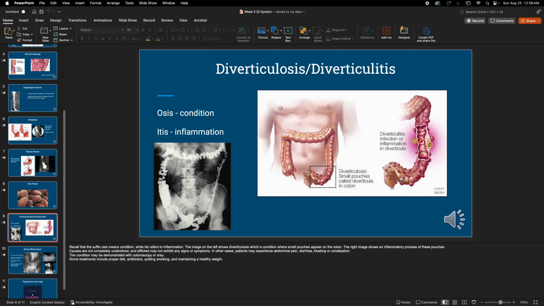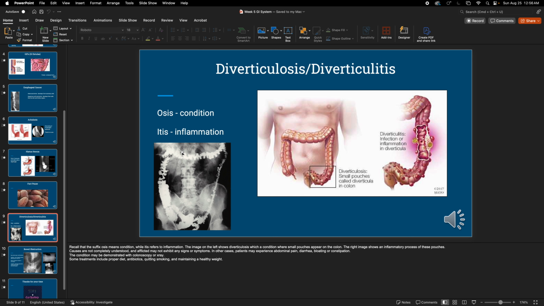But when they start causing problems, it can be serious, because now we can have inflammation and abscesses start to form, and perhaps a perforation or a tear in the lining of the structure, or the colon in this case. So diverticulitis is the inflammation of the diverticula, which is the small pouches that appear on the lining of the colon. We can see it easily on a barium enema study.